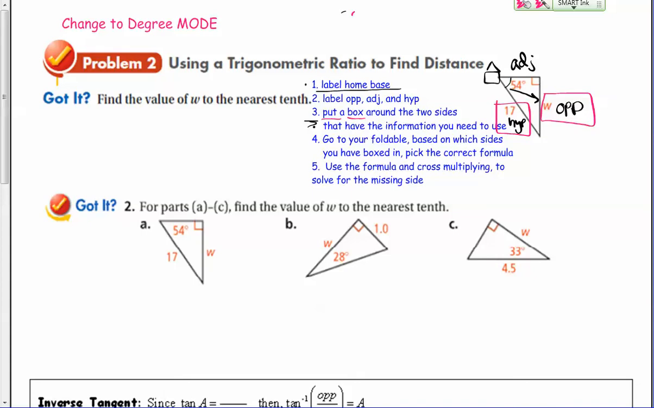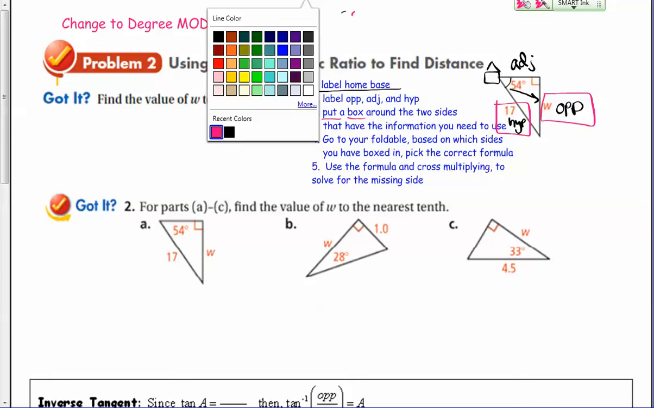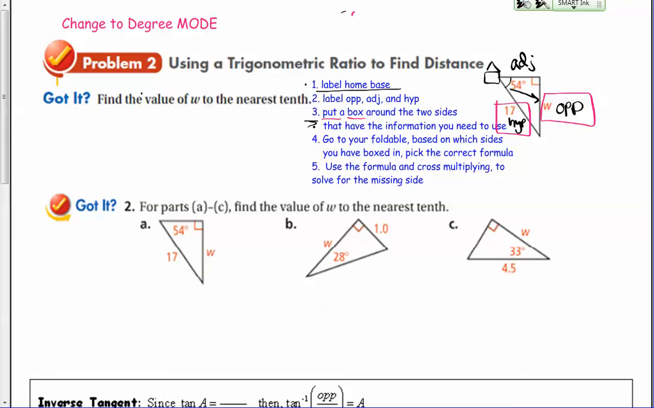So step number 4 then, this is probably one of the hardest steps. We're going to go to our foldable, and based on the information that I put a box around, I'm going to use that to pick the correct formula. So right now we're looking for a side, so I should be in the left-hand column of my foldable. And since I know the hypotenuse and I want to know the opposite, I'm going to look for my formula that goes with opposite and hypotenuse. So I want you to take a second, open up your foldable, and find which of the formulas, the sine, the cosine, or the tangent, goes with opposite and hypotenuse.